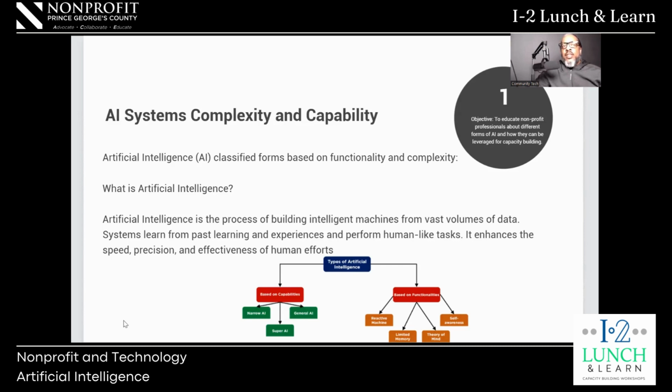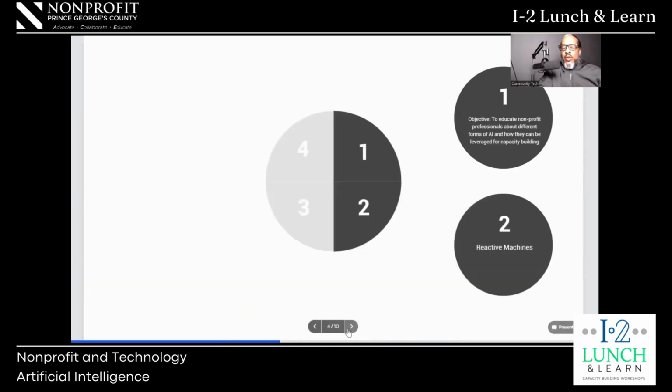So now that we understand what narrow AI is, general AI is, and super AI, we want to talk about the actual AI that's in place and how it's being used and how we can use it towards capacity building. So when we talk about reactive machines, when you look at AI, it's based on capability and functions. We talked about the ones with the capabilities, which is narrow AI, general AI, and super AI. Now, when we're talking about based on functionality, we would look at reactive machines.